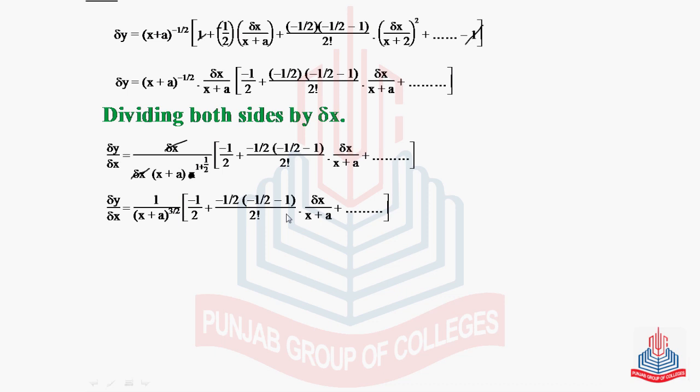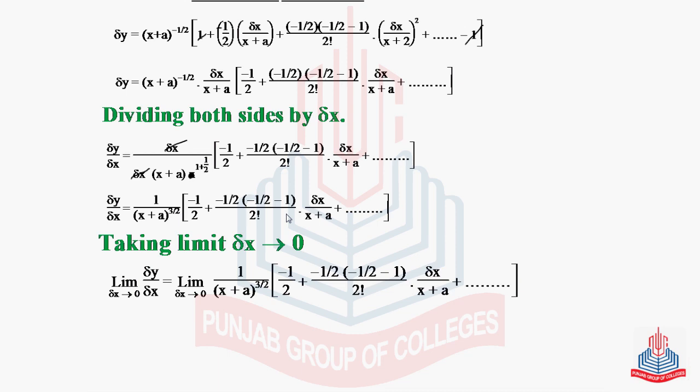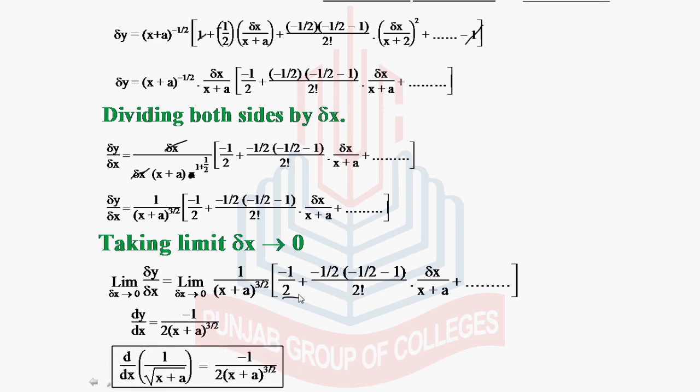Taking the limit delta x approaches 0, delta y by delta x, and applying the limit also on the right-hand side. So the left side will become dy by dx, is equal to, after applying the limit delta x approaches 0, all the terms will become 0 except this first term, which is minus 1 by 2 multiplying 1 over (x plus a) raised to the power 3 by 2. This will become the differentiation of the given function, which is actually 1 over the square root of x plus a, and the right side represents the derivative of this function, which is minus 1 by 2 (x plus a) raised to the power minus 3 by 2.